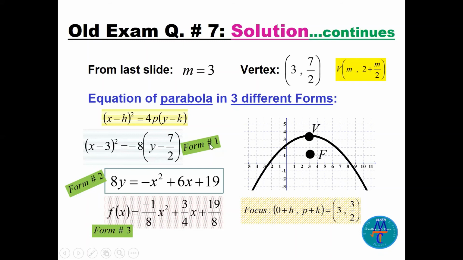This is form number 1 of the final answer, the equation of the parabola. Or this is another form. You can just simplify that, expand the equation, make it 8y equals -x² + 6x + 19, or divide by 8 and leave the y as f(x), because this one is a function. So this is form number 3: f(x) = -1/8 x² + 3/4 x + 19/8 when you divide every term by 8. So you can leave the answer in form number 1, you can leave the answer in form number 2, you can leave the answer in form number 3, or any other form you like.